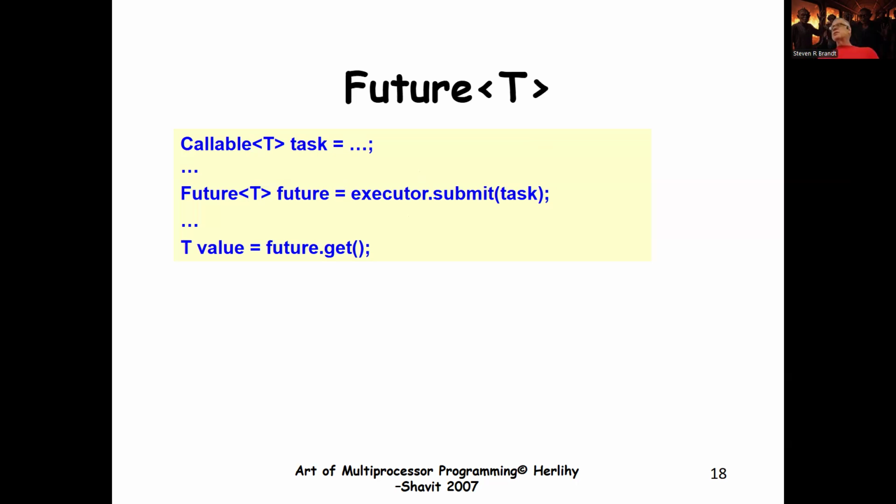And that future doesn't really have a value of type T in it at first, but eventually, when the task completes, it will get stored there, so I can go back and look for it. If I call future.get, that will block until the future is ready. So the idea is I can do things in parallel by first submitting a task, then doing some other work, and then calling future.get. And this other work here will overlap with the computation of that value t in task.